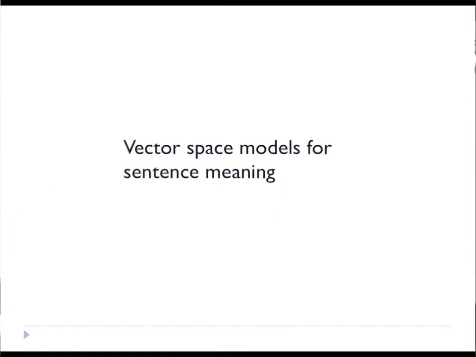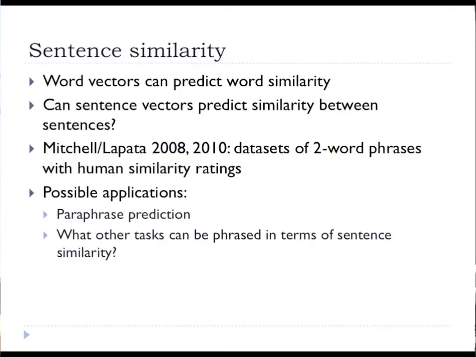Okay, so going on to vector space models for sentence meaning. So word vectors can predict word similarity. Can we, in the same way, predict sentence similarity? There are data sets with human similarity ratings for 2-word phrases, and people have used those to see how well we can do in predicting phrase similarity. One possible application is very clear: paraphrase prediction for larger sentences, and then any other task that can be phrased in terms of sentence similarity.